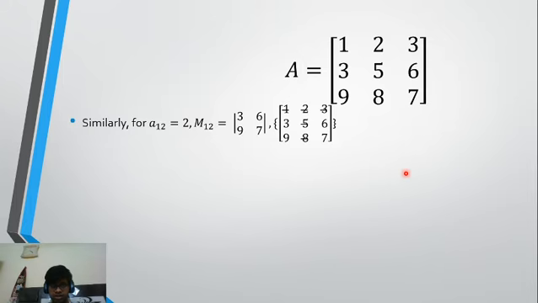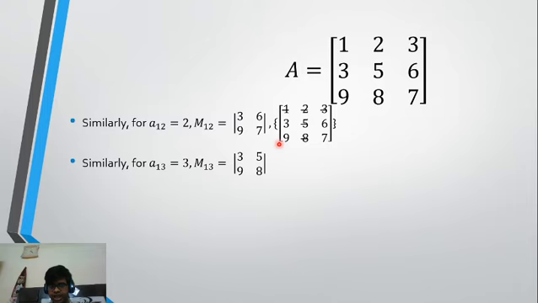For A12, which is equal to 2, this is present in the first row and second column. So remove the first row and second column. We are left with 3, 9, 6, 7. The determinant of that is the minor of 2. Right? Now let's see another one.